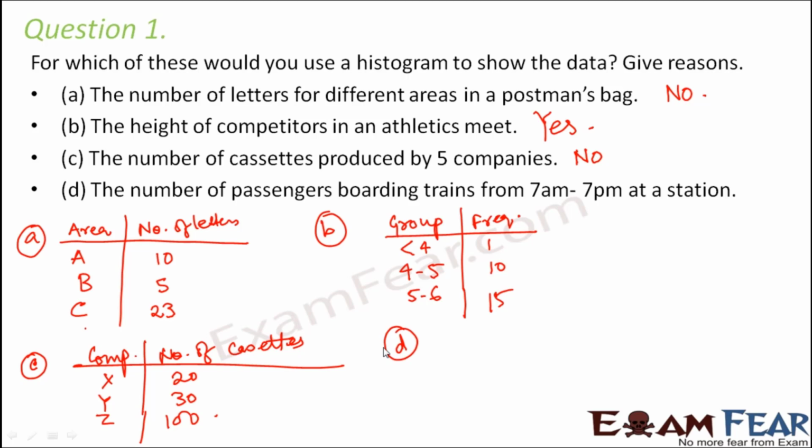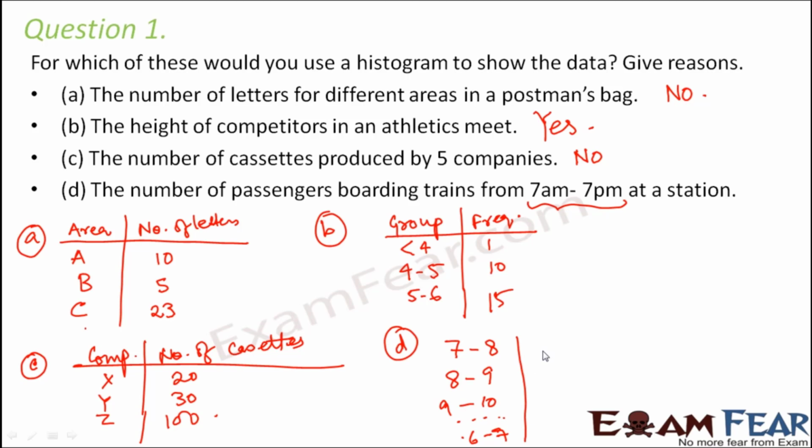The last one, number of passengers boarding trains from 7 a.m. to 7 p.m. at a station. Now this can again be divided into groups because you have a bigger time interval, that is from 7 o'clock in the morning till 7 o'clock in the evening. So here the time can be divided into groups. Maybe passengers from 7 a.m. to 8 a.m., 8 a.m. to 9 a.m., 9 a.m. to 10 a.m. and so on till 6 p.m.